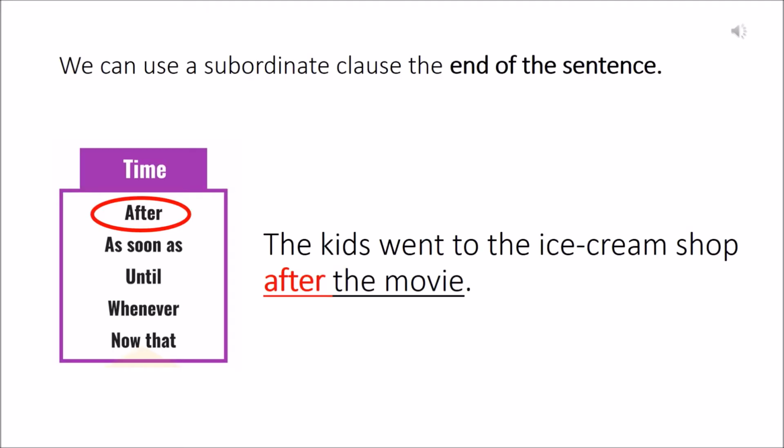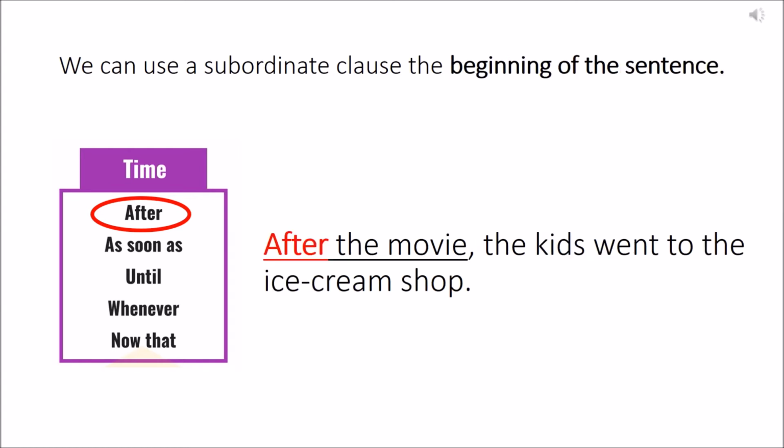Here we have a subordinate clause at the end of a sentence. We are giving more information about time. Here's the sentence. The kids went to the ice cream shop after the movie. We can also use a subordinate clause at the beginning of a sentence, but we need to use a comma. After the movie, comma, the kids went to the ice cream shop.